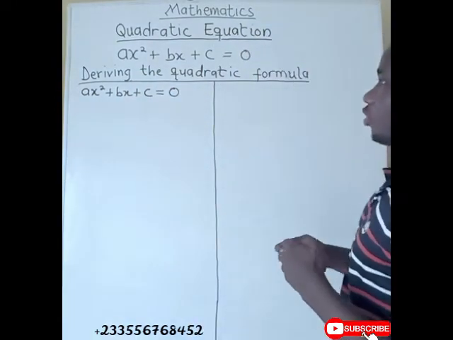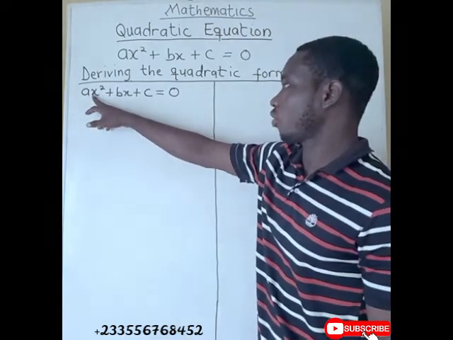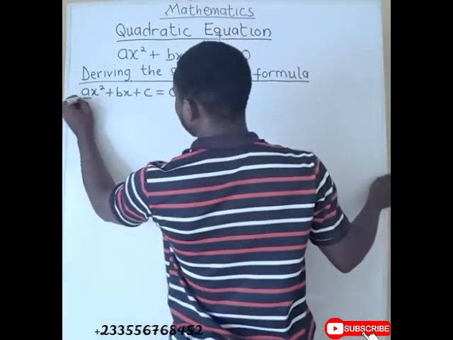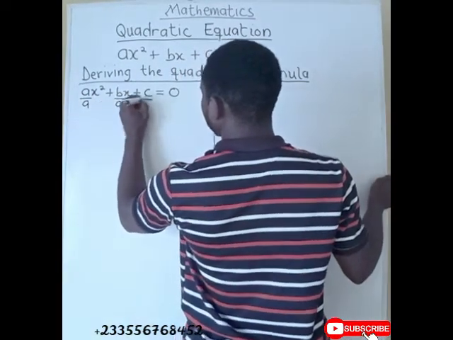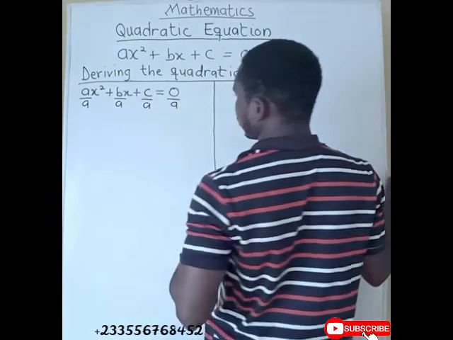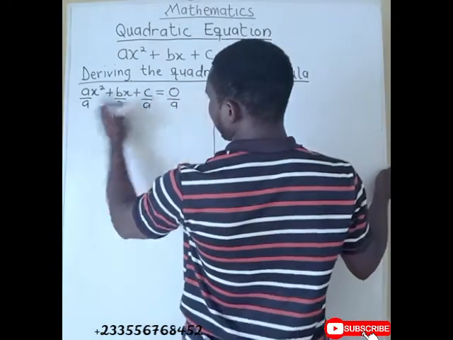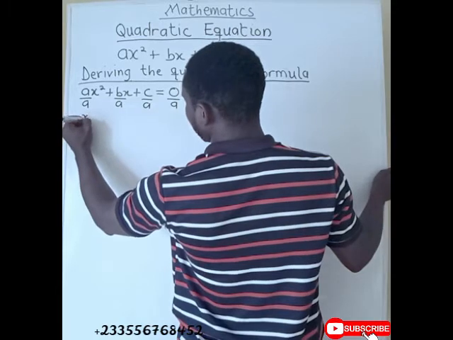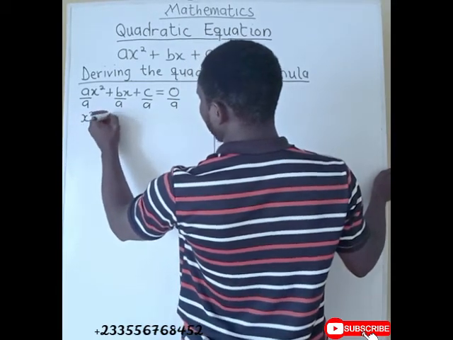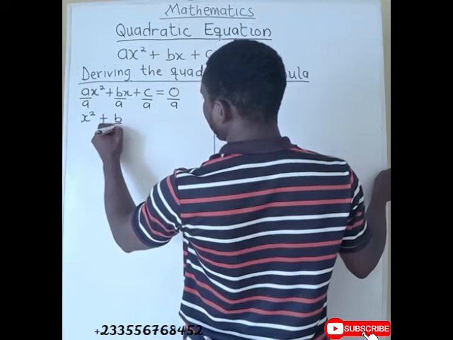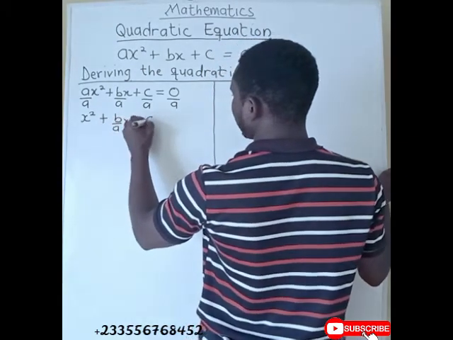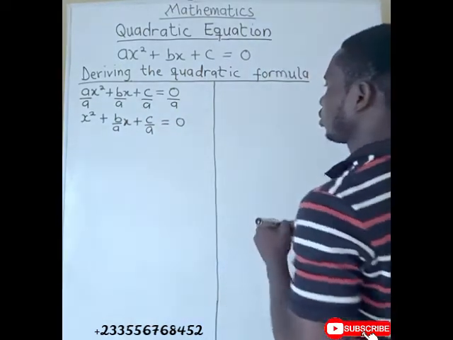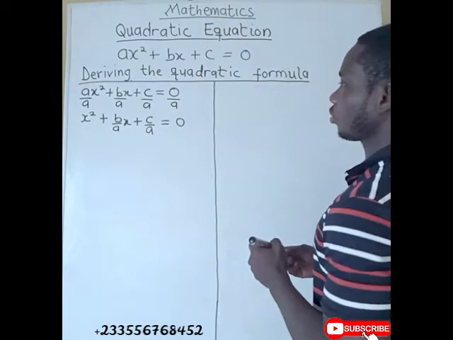So the first step is to divide through by the coefficient of x squared, which is a. So we are dividing through by a. Then the next step is to simplify this equation. So a will cancel a, leaving x squared plus b over a x is equal to 0. 0 divided by any number is equal to 0.